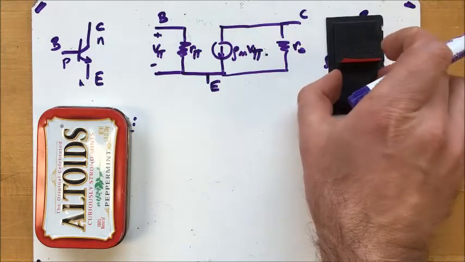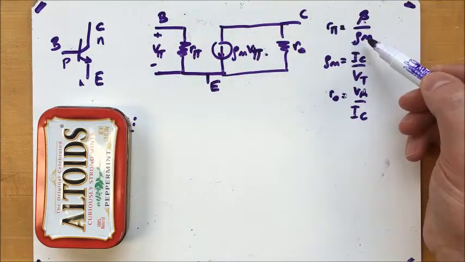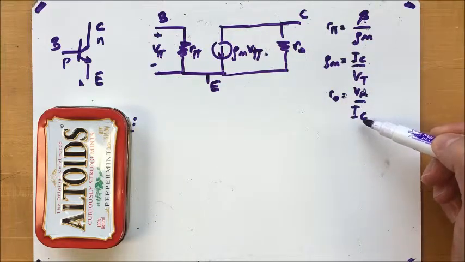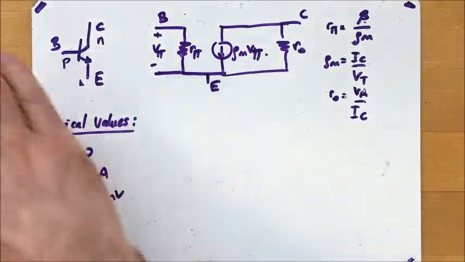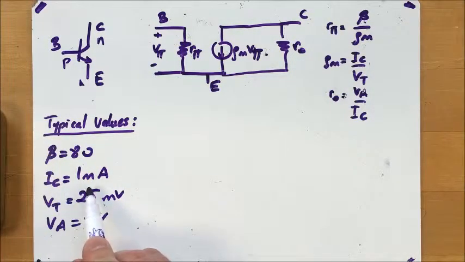Here, right under this post-it note: R pi is beta over GM, GM is IC over VT, and RO is VA over IC. So let's calculate some typical values for these. Here are the typical values. Let's say beta is 80, the collector current is 1 milliamp, VT, your thermal voltage, is 25 millivolts, and VA, the early voltage, is 5 volts.